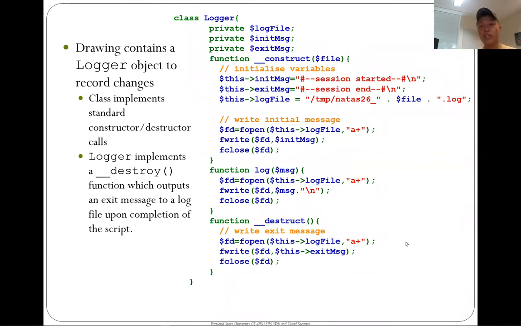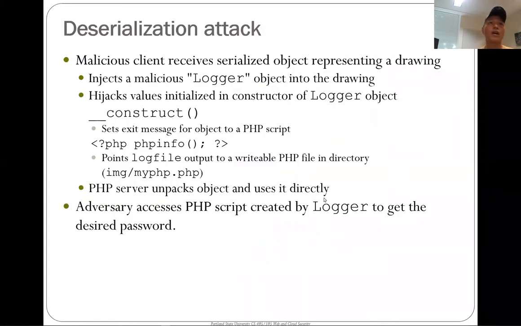And then in the destructor, you basically will open the file and then write out the exit message and then close it. Okay, so that's basically the logging class. But there is a way for the malicious client to send a malicious logger object that basically messes with the values that have been initialized in the constructor. Because I can send an arbitrary logger object and I can set the actual values of the variables in the object to be whatever I would like.